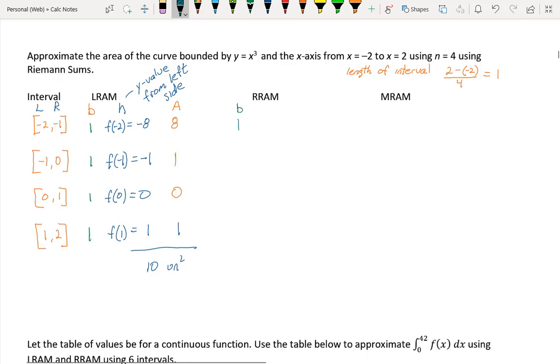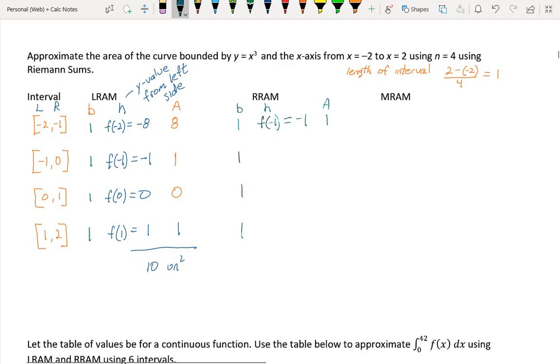This is 1, this is 1, this is 1, this is 1. But now our height is from the right side. So instead of using -2, I need a height of f of -1. Well, guess what? We did that in the previous one. That was -1. So the area here is going to be 1 times -1, which is -1.